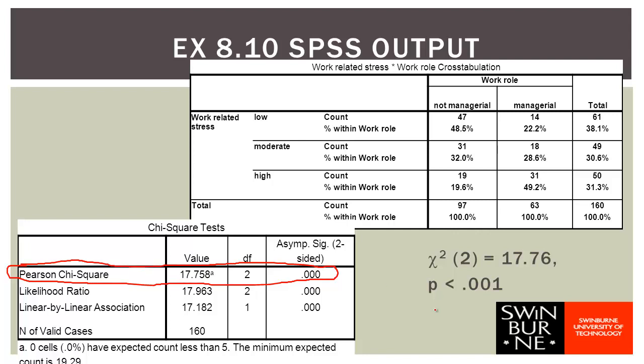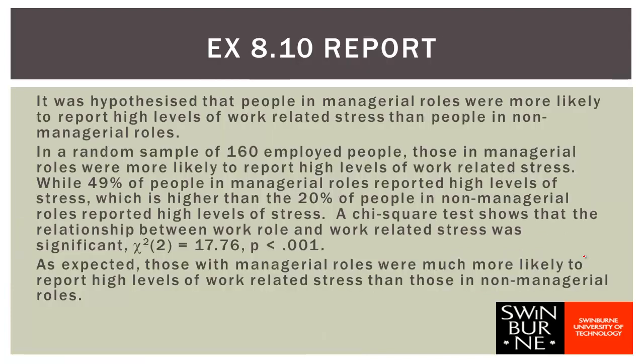So there's our chi-squared, a big chi-squared statistic. One thing that I hadn't mentioned before: anytime we look at our test statistic, the bigger this number gets, the smaller the p-value gets. So big test statistics always associate with smaller p-values, and we can see 0.00, so very, very small, so definitely a significant relationship here between work role and stress. So let's look at the report.